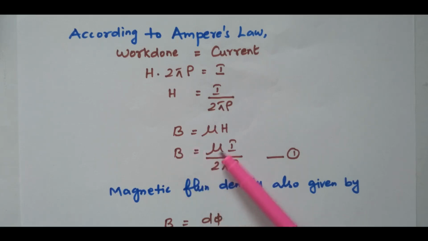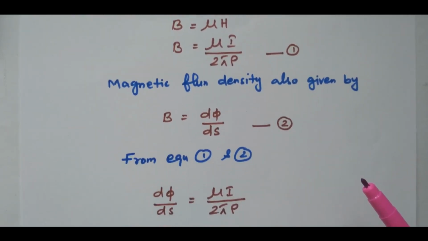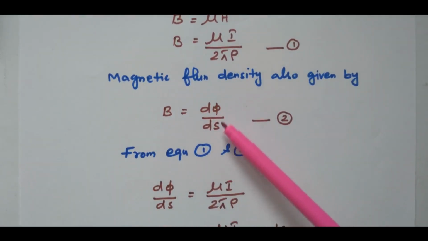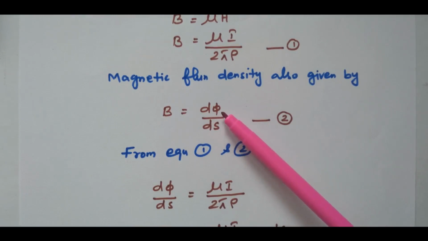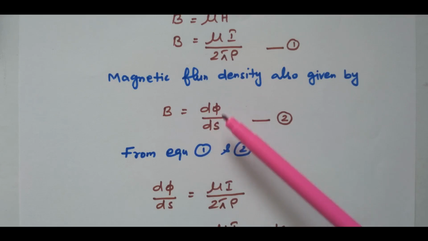B equals mu into H. H is nothing but I divided by 2 pi rho. So, B equals mu I divided by 2 pi rho, right? This is equation number 1. Now, we got the expression for B, the magnetic flux density. But in general, the magnetic flux density is given as d phi by ds. The general formula, flux per unit area. Magnetic flux density means flux per unit area.